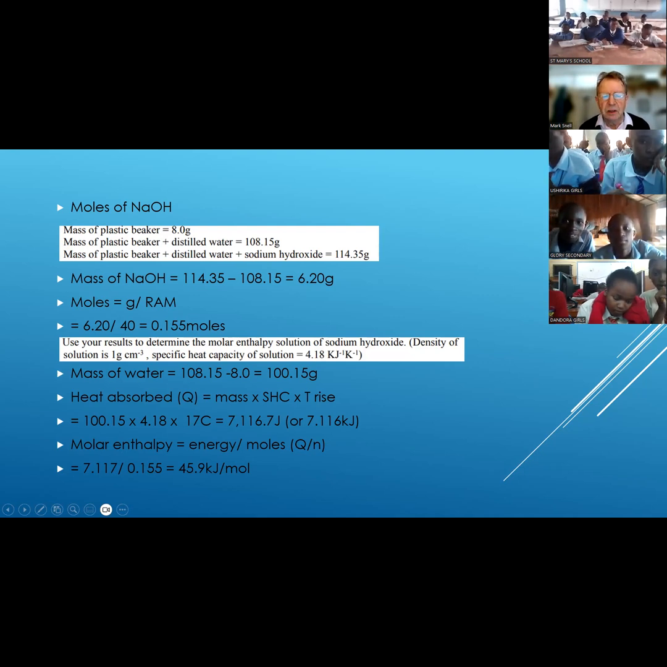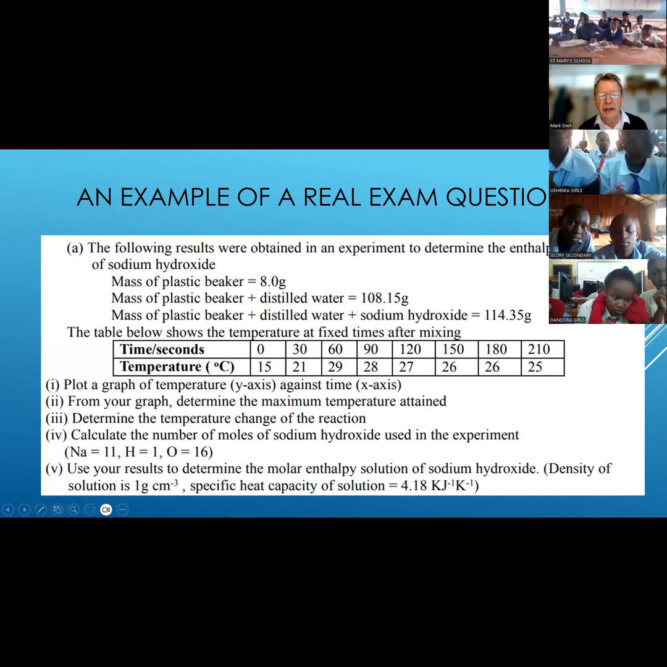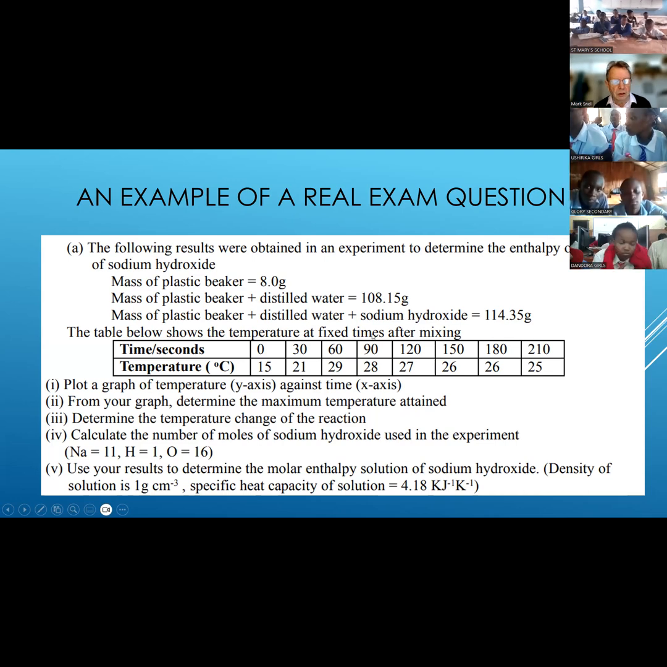Let's go through that again. So I'm just going back to the whole question. Here's the question. It looks very complicated, but if you do it in bits, it's not. So here we are. Plot the graph, easy. From the graph, maximum temperature. That's the extrapolation. Then the temperature change, then the moles of the sodium hydroxide. Look at the weighings. The mass of the plastic beaker, 8. The water plus the plastic beaker, 108.15. So the water is this minus the 8. The sodium hydroxide is the 114.35 minus the one with the water.